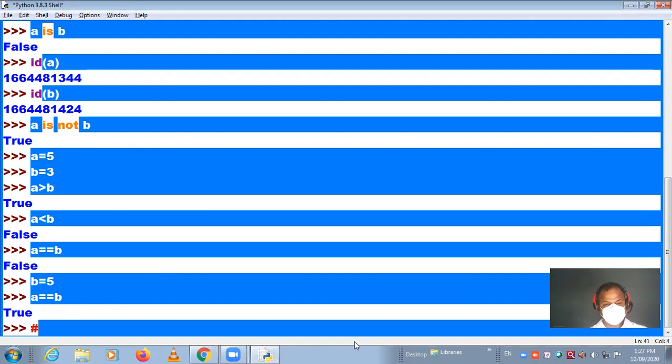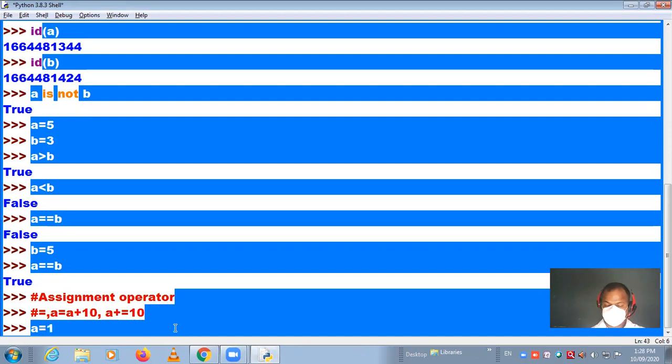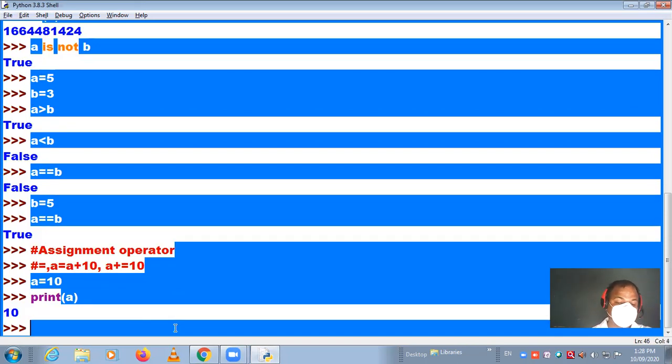Next, the assignment operator. Assignment operators are, for example, this equal to sign, which is used to assign a value from right to left. You can also use a shorthand for addition. Suppose we have written a equals to a plus 10. This can be written as a plus equals to 10. That is a shorthand for this addition. We have done the assignment operator several times. Just a equals to 10, print a, and simply you will get 10.